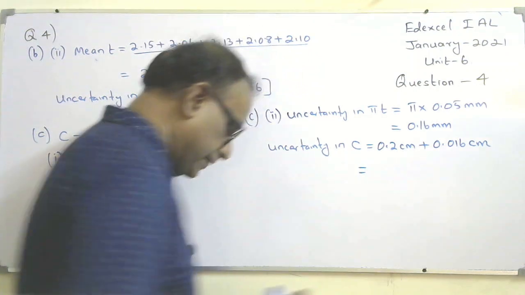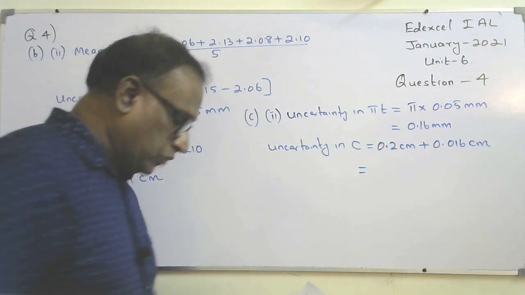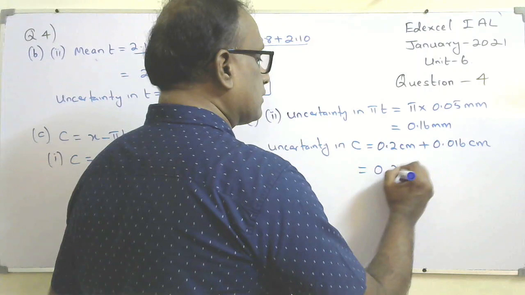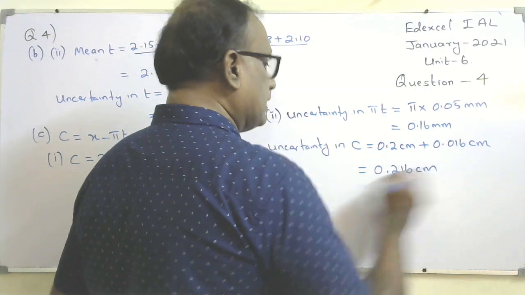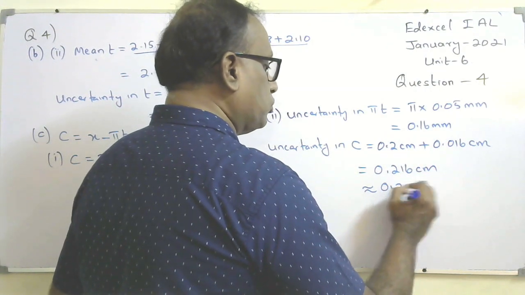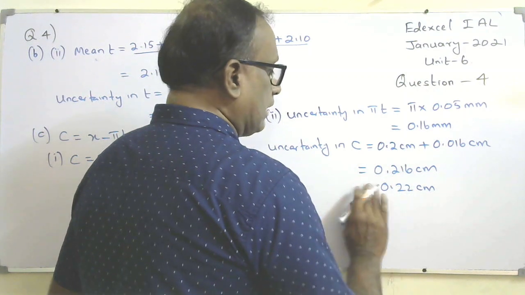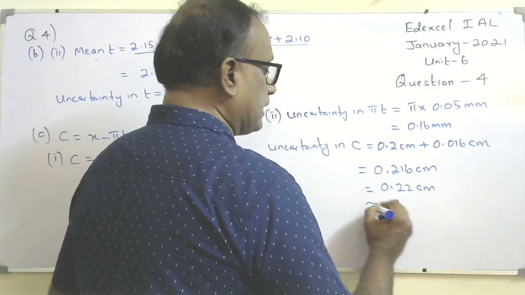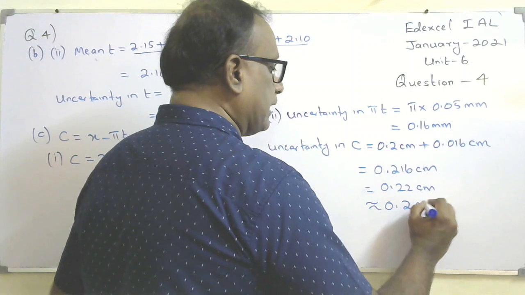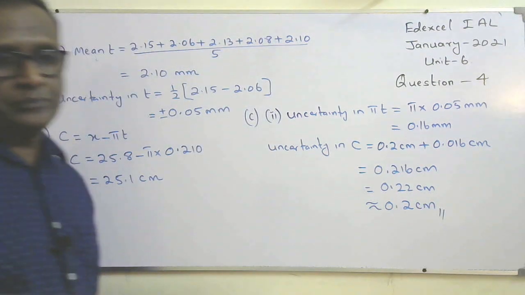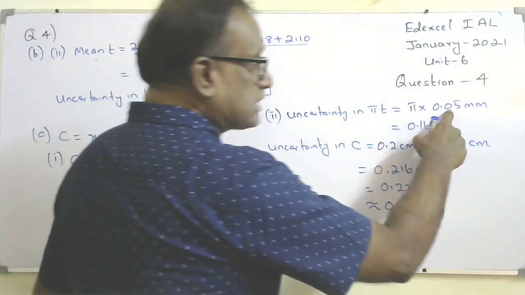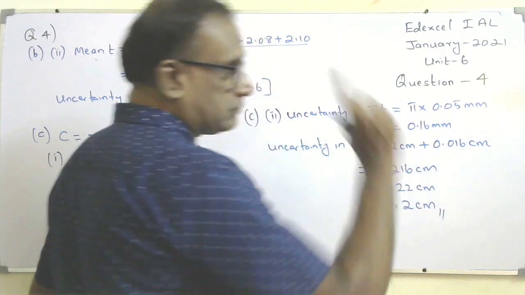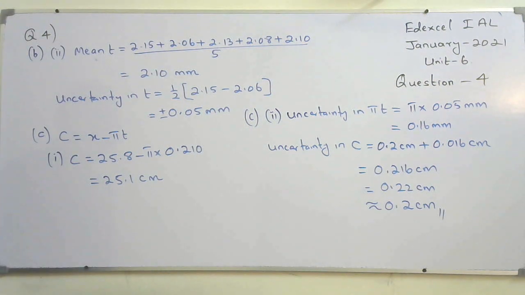So that will be 0.216 centimeter. So approximately 0.22 centimeter. I can approximate, so approximately 0.2 centimeter if I give it in 1 decimal point. Careful here. This must be multiplied by pi. Common mistake. You have to do multiplication there.